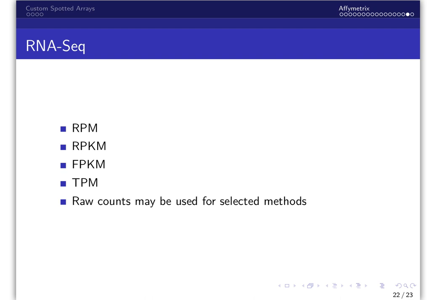As a reminder from the normalization module, RNA sequencing data are usually expressed as reads per million, reads per kilobase per million, fragments per kilobase per million, or transcripts per million. When analyzing these, they are log base 2 transformed. Note that raw counts can still be used in downstream analyses when you use selected analytical methods.